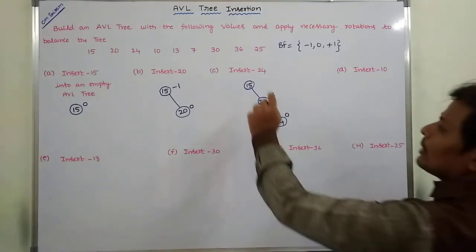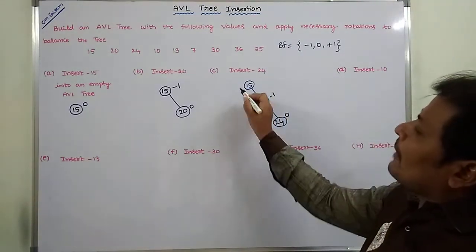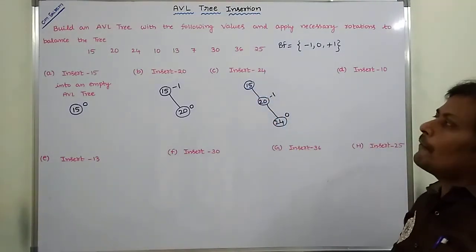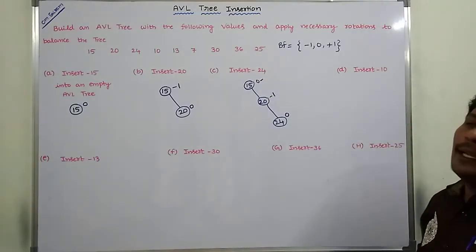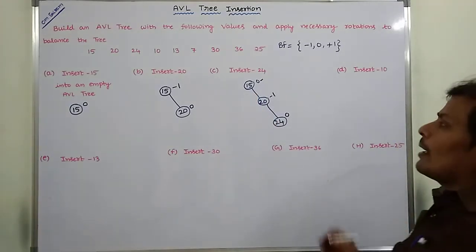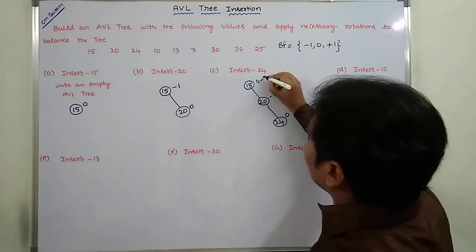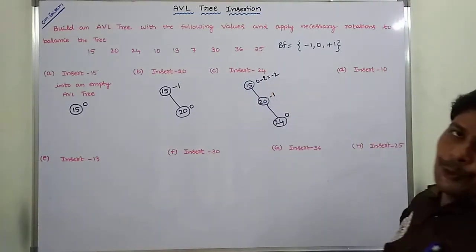Okay. Next one, go for node 15. There is no left subtree for node 15. Height of left subtree is 0 minus height of right subtree. The height of the right subtree contains how many edges? 2 edges are there, so the height of the right subtree is 2. So 0 minus 2 is equal to minus 2.